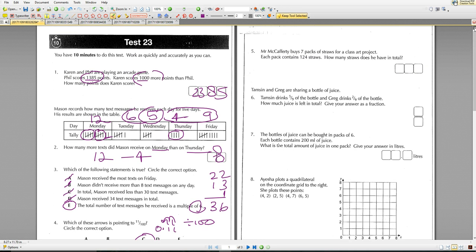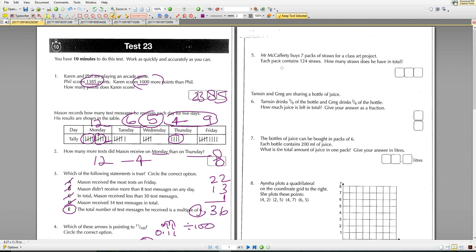Question number 5. Mr. McCafferty buys 7 packs of straws for a class art project. Each pack contains that many. How many straws does he have in total? So 7 packs containing that much each. So we have to do the calculation 124. We have to multiply it by 7. And that will give us our answer of 868.